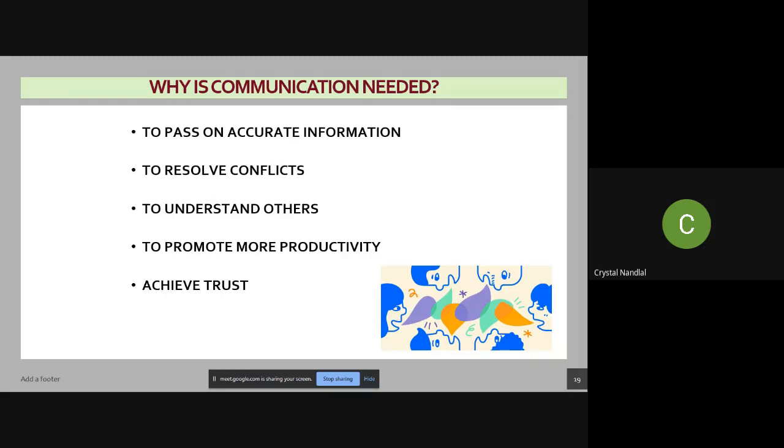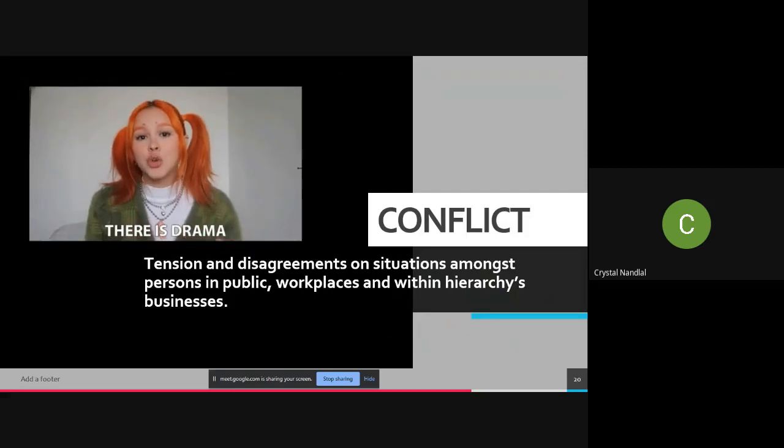So you'll be able to achieve their trust whilst communicating. So moving on to conflict. So conflict, as we all know, because we all have been in conflicts, is tension and disagreements on situations amongst persons in public, workplaces, and within hierarchies, businesses, or within group members too.